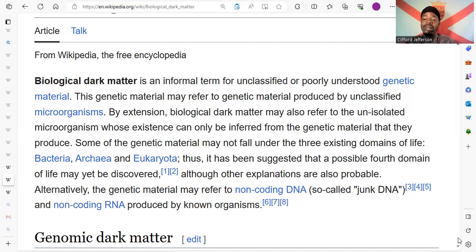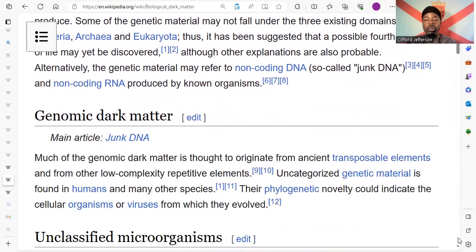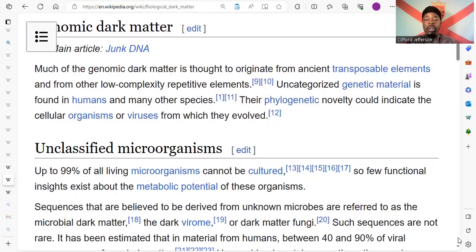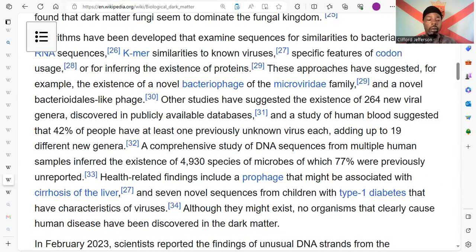Thus, it has been suggested that a possible fourth domain of life may yet be discovered, although other explanations are also possible. Alternatively, the genetic material may refer to non-coding DNA, so-called junk DNA. All right, so-called junk DNA. This goes into what we call dark ether, a dark matter. Let's prove it.